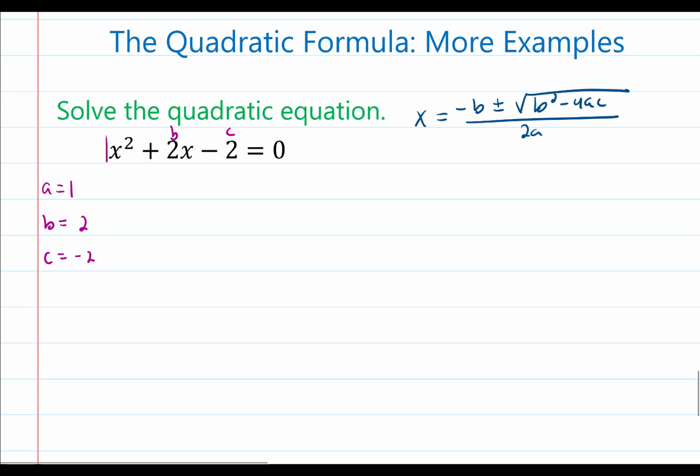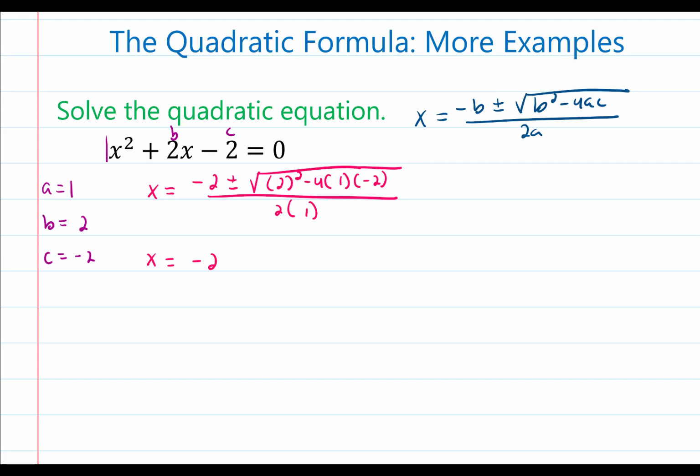And what we get is x is equal to the opposite of b, so that would be negative 2, plus or minus the square root of b squared, so that's 2 squared, minus 4 times a, which is 1, times c, which is negative 2, all over 2 times a, which is 1. Our goal now is to simplify this expression by using our order of operations.